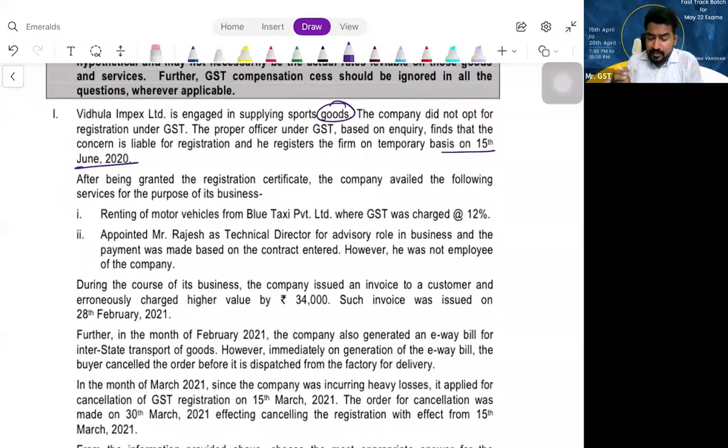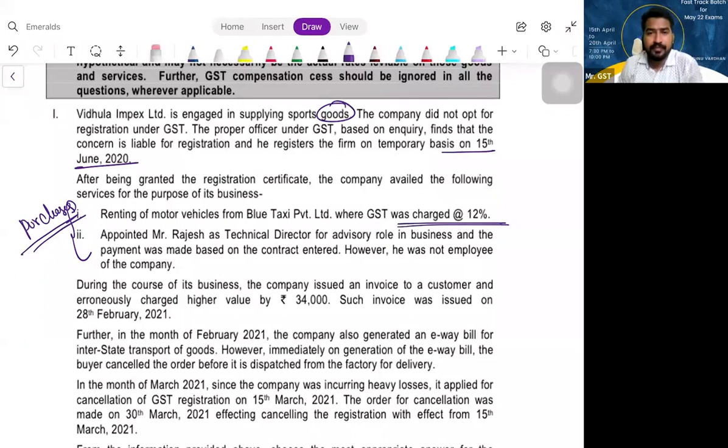After being granted the registration certificate, the company availed the services for the purpose of its business. That means these two points are sales or purchases. Purchase. What? Renting. Please be very attentive. Purchases. Renting of motor vehicles from Blue Taxi Private Limited with GST charged at 12%.